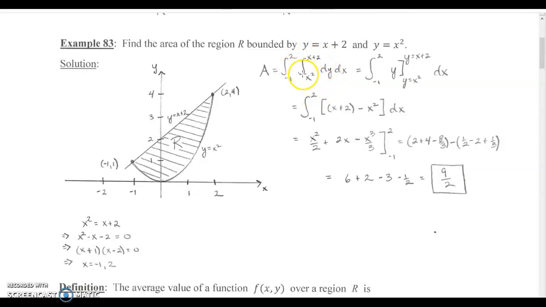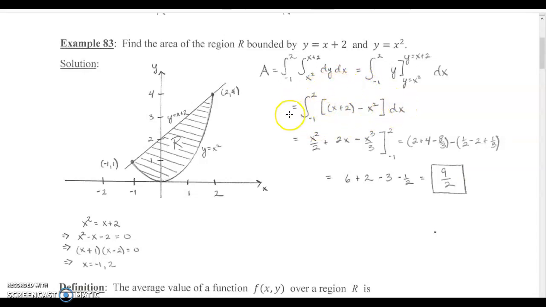So then what happens is when you integrate it, the first integral is with respect to y, so 1 dy, the integral of that is y, evaluated from y equals x squared to y equals x plus 2 using the fundamental theorem. So it becomes x plus 2 minus x squared. And then the integral now is with respect to x from minus 1 to 2.